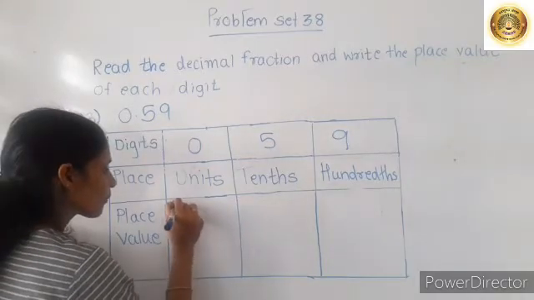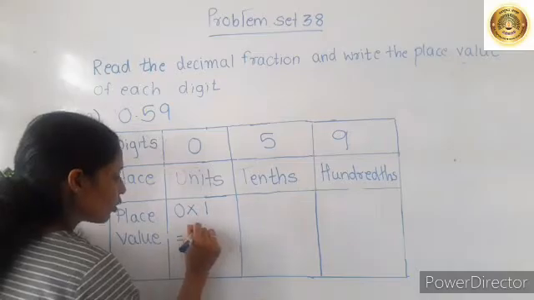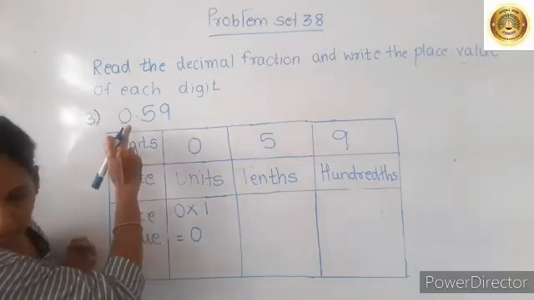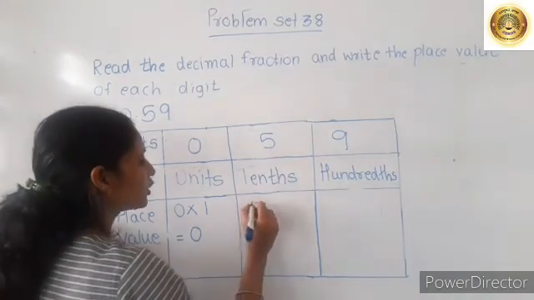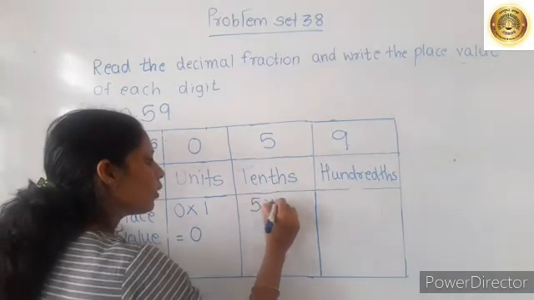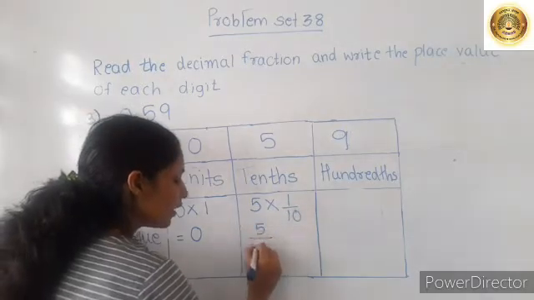So 0 into 1, that is equal to 0. The place value of 0 is 0. Then 5 is in the tenths place. So 5 into 1 upon 10, that is equal to 5 upon 10.